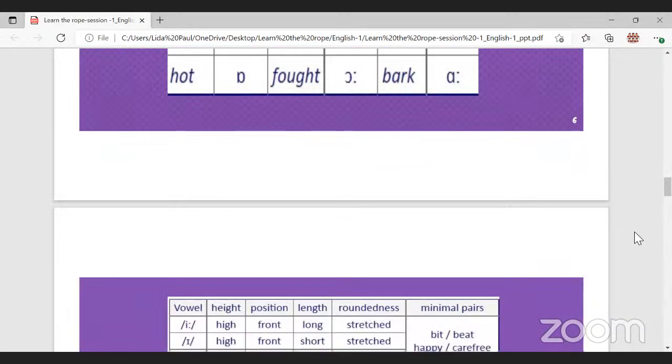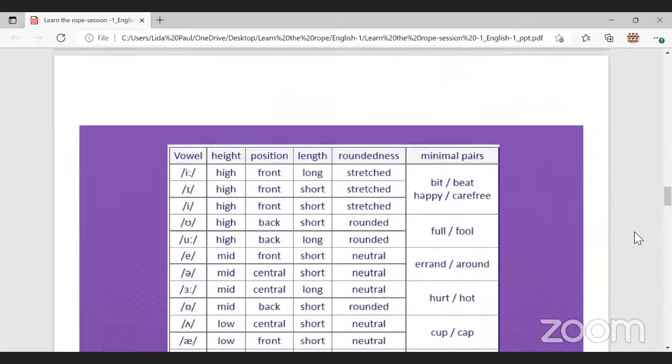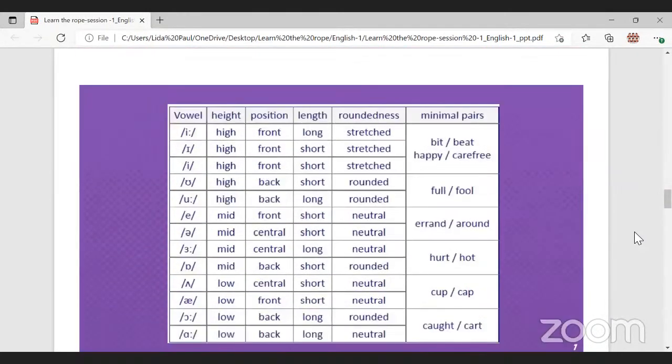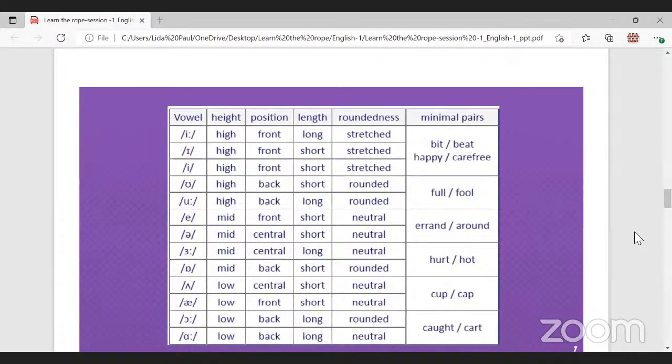Okay, so if that chart is clear, I would like to take you to the next one, which has the distinction of height, position, length. The last column, the fourth one, has something on roundedness. We are not looking at that distinction at this moment. You can just concentrate on the first three columns, which talk about the height, position, and length.